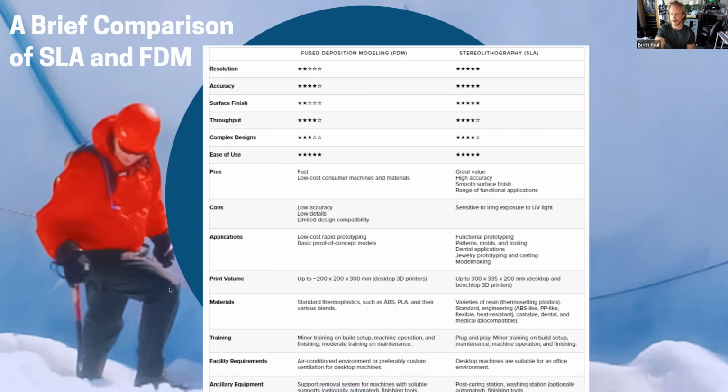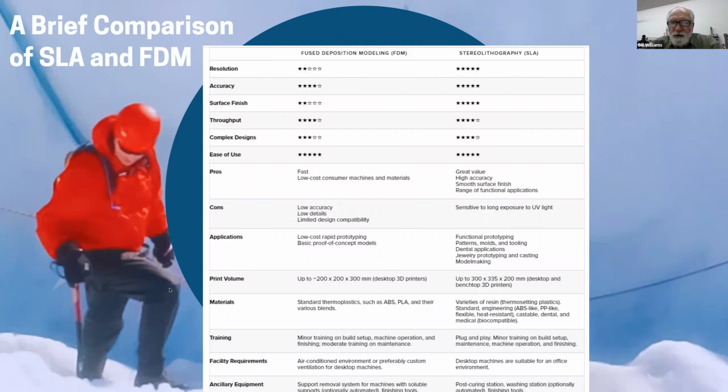Are there any questions about the two? Yes, Dana. I just have a question about the workspace that they were in. I see the facility requirements for the FDM says air conditioned environment for custom ventilation, and I would think the epoxy would have a lot of fumes, but it says yes, that is true. But I would say all stereolithography printers come enclosed, whereas not all FDM printers come enclosed, and so for that reason, I think they're highlighting those differences. Good question.